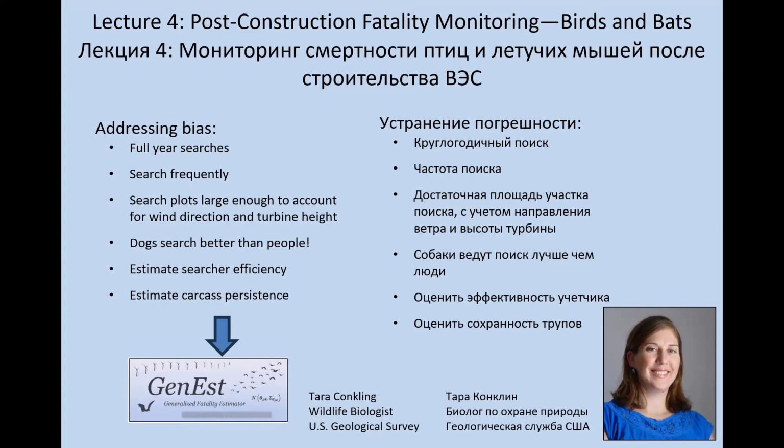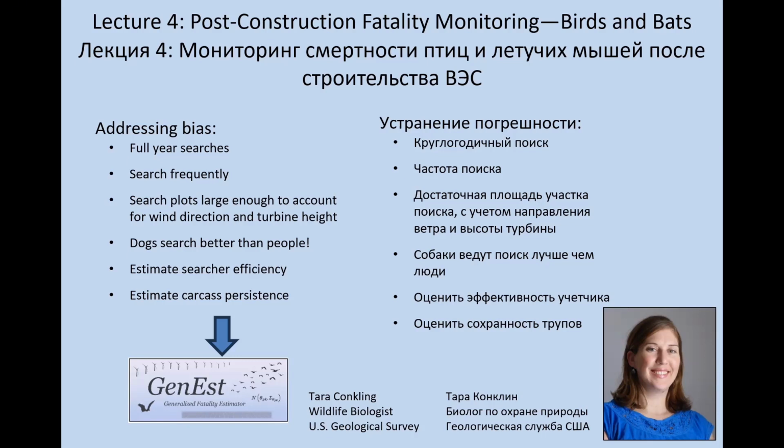Searches need to be frequent. In the United States, sometimes we do surveys every 30 days, but we know that's not very good for small birds and small bats whose carcasses disappear very quickly. Sometimes we do surveys every 2 or 3 days. That lets us understand what is actually being killed on a very, very short-term basis. So doing these surveys on a regular basis is an important way to address bias.